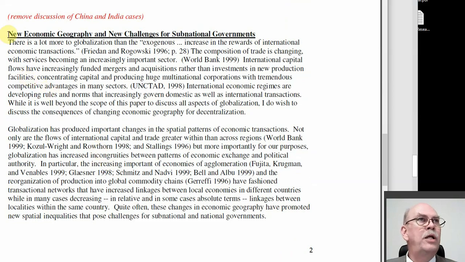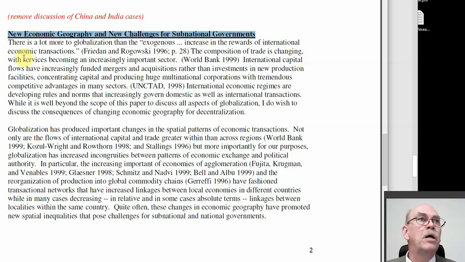So what he talks about here is new economic geography. Well, in a few weeks, we're going to talk about new economic geography on a massive scale, about how regions of cities can become even more important than the governments they work in.